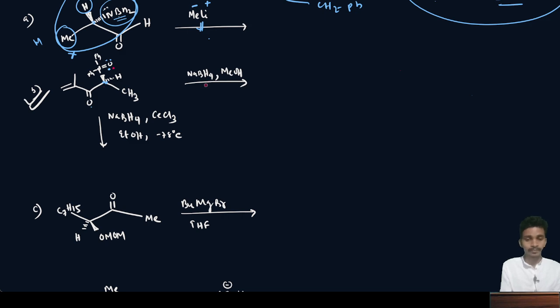So here, the problem in this case is that the metal is sodium, and we know that this sodium will not show the chelating property. So here Cram's chelate model is not followed. Here simply Cram's model is followed, because here the problem of chelating metals is not there. Okay, so for this case we simply follow the Cram's model.